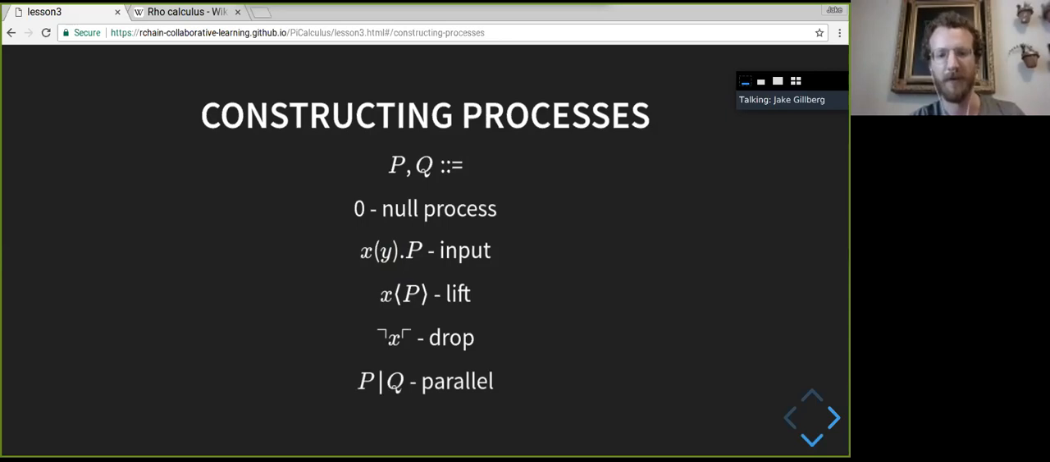So then there's this other notion of running two processes in parallel. This is the same as what we saw in the Pi calculus.